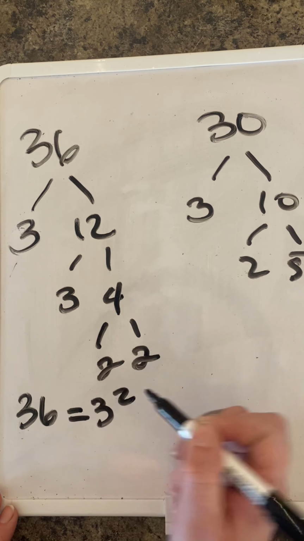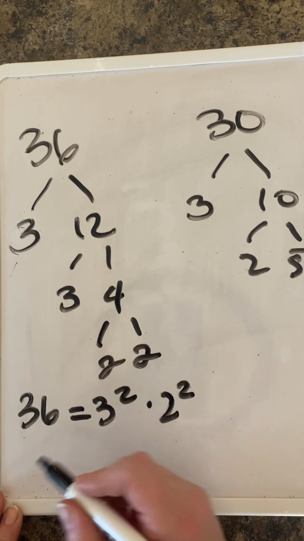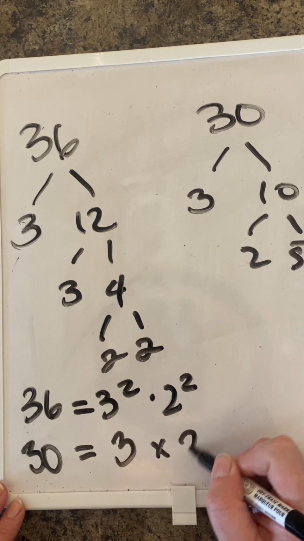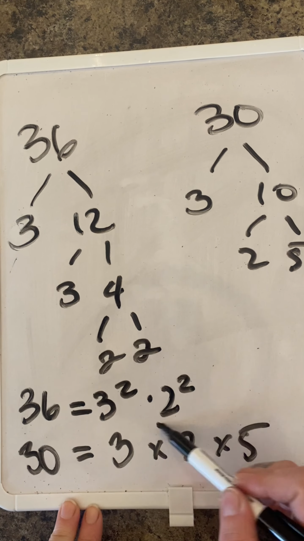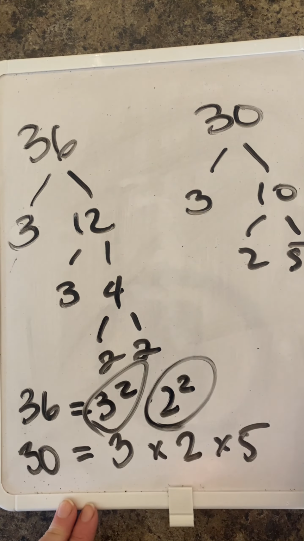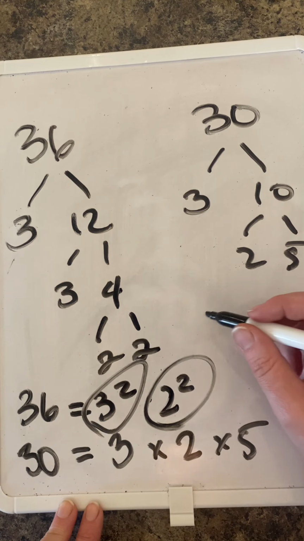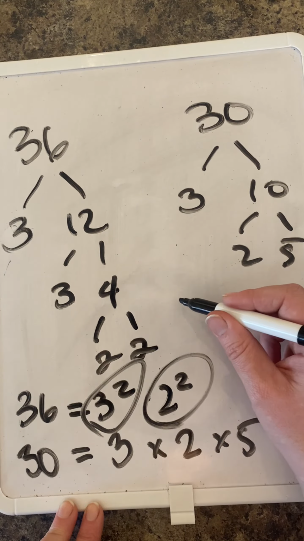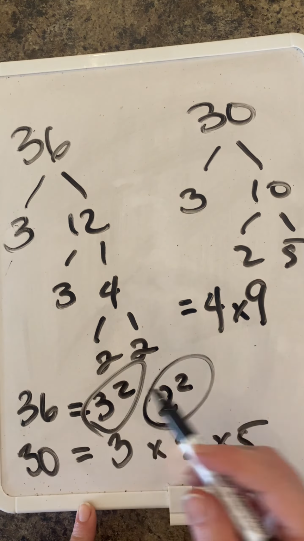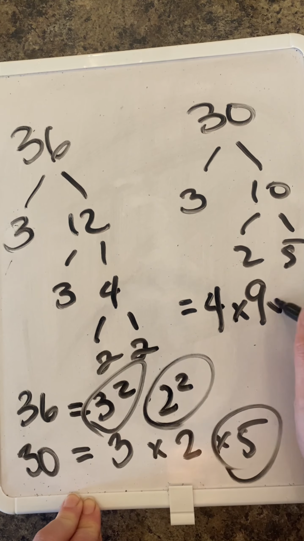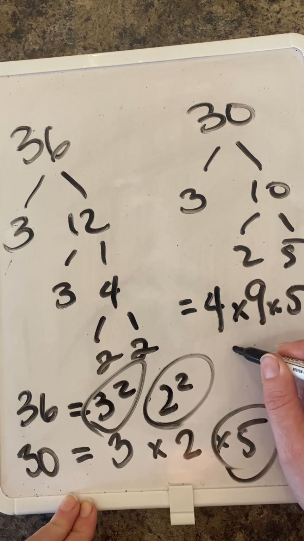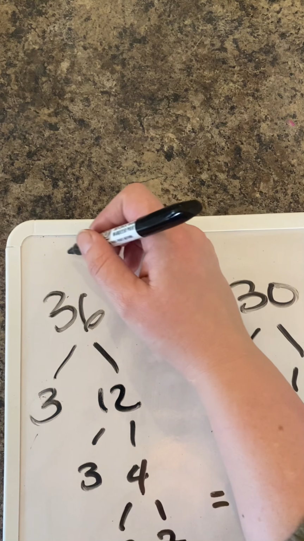So 36 can be written as 3 to the power of 2 times 2 to the power of 2. And 30 is 3 times 2 times 5. So we want to pick the largest, which is 3 to the power of 2 and 2 to the power of 2, as well as 5. So that can be written as 4, 2 to the power of 2, times 9, which is 3 to the power of 2. Can't forget that little 5 there. So the lowest common multiple is 180.